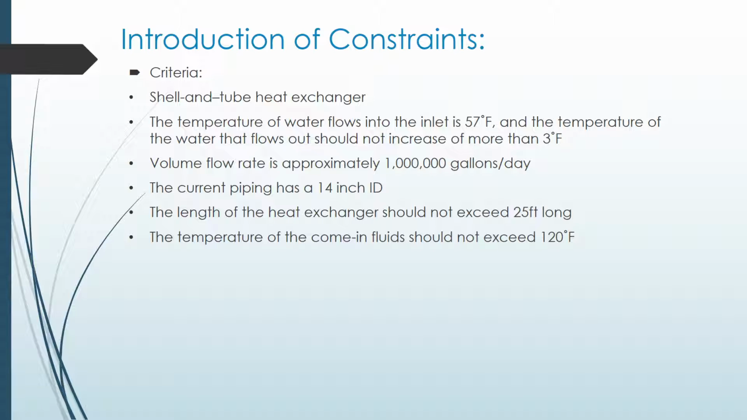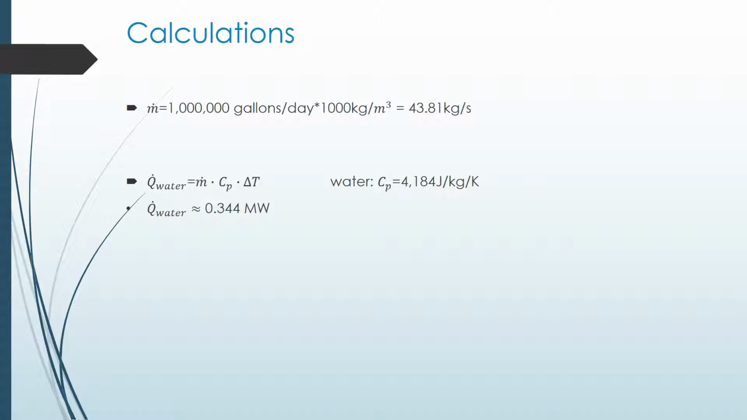The following are the basic design constraints for our heat exchanger. First of all, it has to be a shell and tube heat exchanger. Second, the temperature of water flowing into the inlet is 57 Fahrenheit, and the temperature of the water flowing out should not increase by more than 3 Fahrenheit degrees. The volume flow rate of the heat exchanger is approximately 10 to the 6 gallons per day. The current piping has a 14-inch inlet diameter. The length of the heat exchanger should not exceed 25 feet, and the temperature of the incoming fluid should not exceed 120 Fahrenheit.